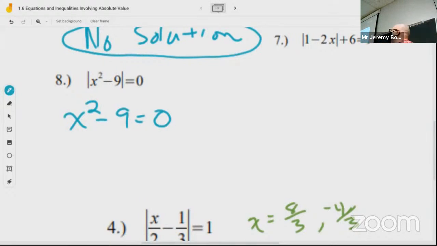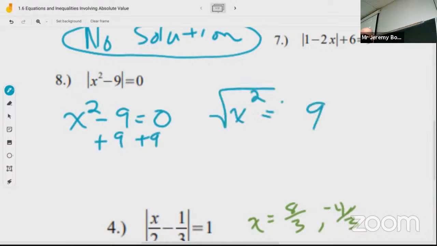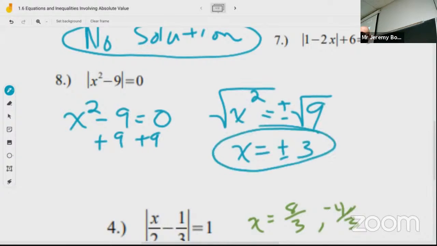So if you have an absolute value equal to 0, you just got to set it equal to 0. And hopefully, well, notice all this. You can either factor it or use my preferred method, the square root method. And it's going to be plus or minus square root of 9. So x is equal to plus or minus 3. Positive or negative 3. Any questions on that?